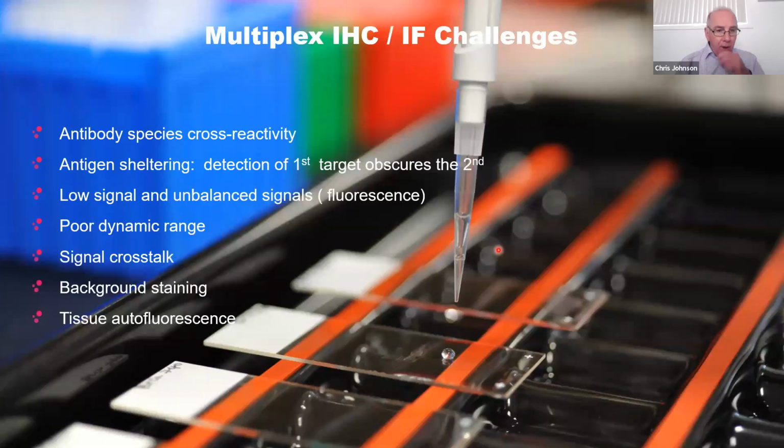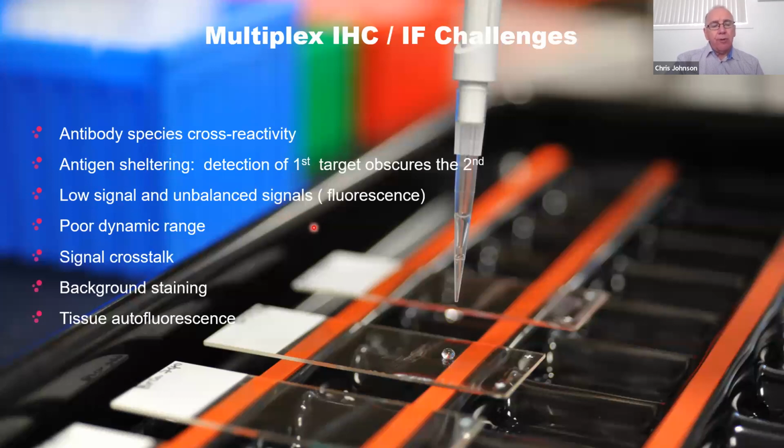Now, multiplexing immunohistochemistry doesn't come without its challenges. And this is one of the reasons why fluorescence as a technique in histology really hasn't been that popular. If you're trying to do multi-staining on a section, you have to worry about antibody species cross-reactivity with each other, which reduces their selectivity.